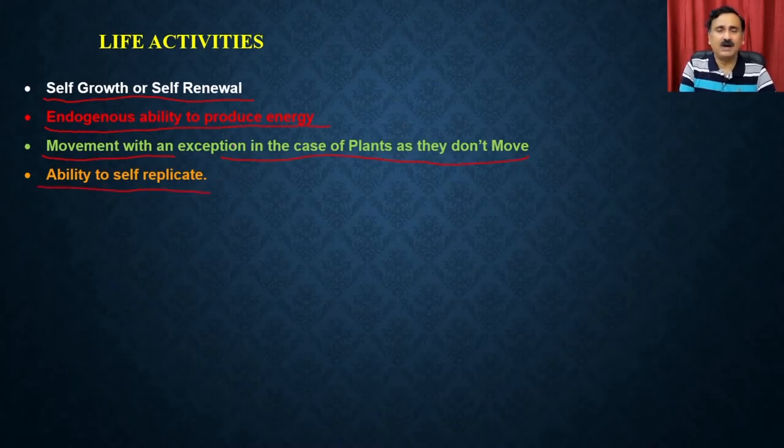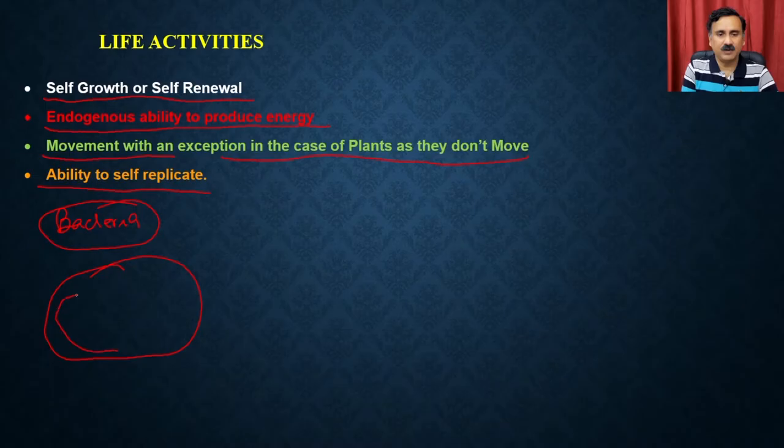Now, let's see how these events actually happen. For example, take self-renewal. If we take the example of bacteria, I think if you remember, when we were discussing cell division, we discussed how bacteria replicate and provide more bacteria. If there is a single bacterium, it has a cell wall, and it also has a chromosome, so it has nuclear content.